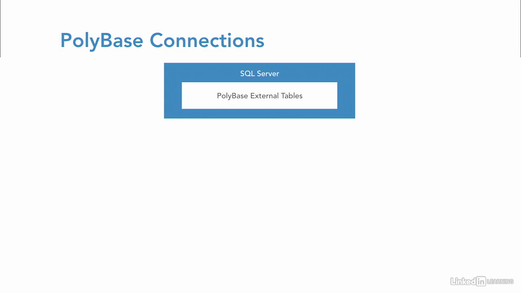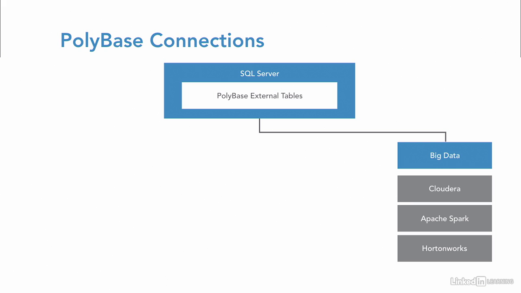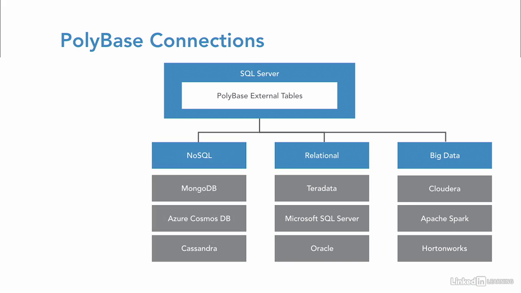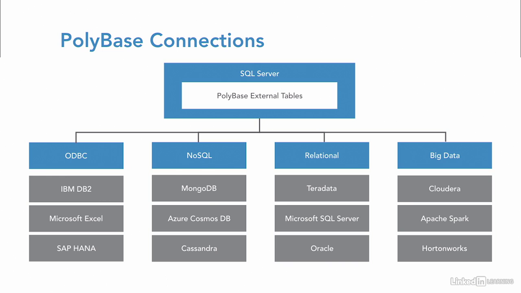With PolyBase external tables, you can read and query data stored in big data providers such as Cloudera, Apache Spark, or Hortonworks. You can also access data in relational database sources such as Teradata, Oracle, and external SQL Server instances, or in NoSQL databases such as MongoDB, Cassandra, and Azure Cosmos DB. Finally, you can also access any external source that can be accessed through an ODBC connection, such as IBM DB2 and even Microsoft Excel spreadsheets.